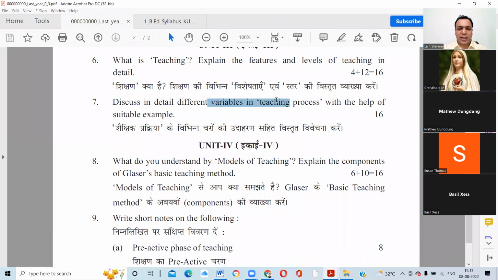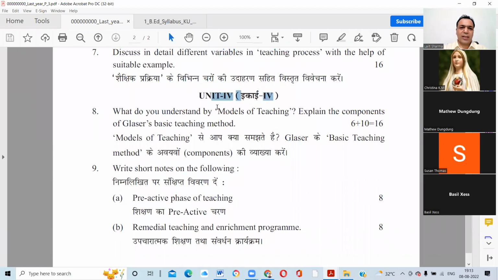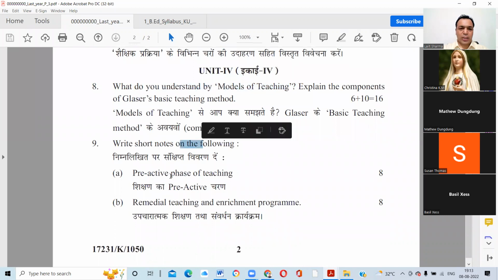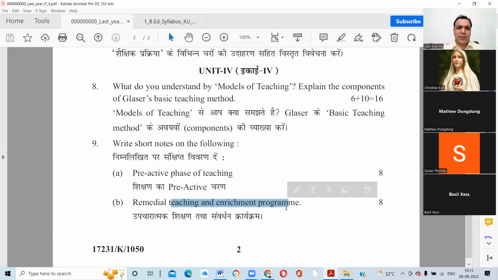Okay, what are the different variables? And in unit 4, we discussed the models of teaching, and write a short note on the preactive phase of teaching, and remedial teaching and enrichment program. Okay, so last year's paper we have discussed.